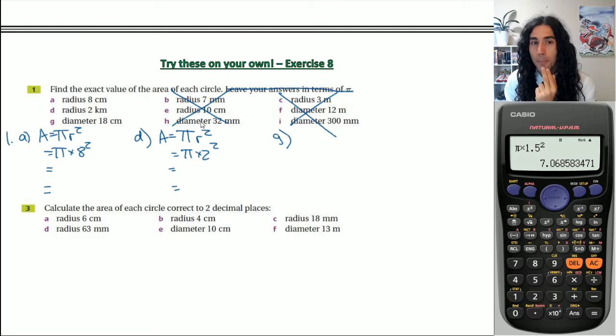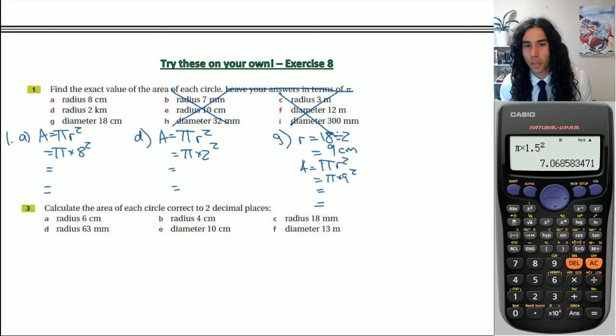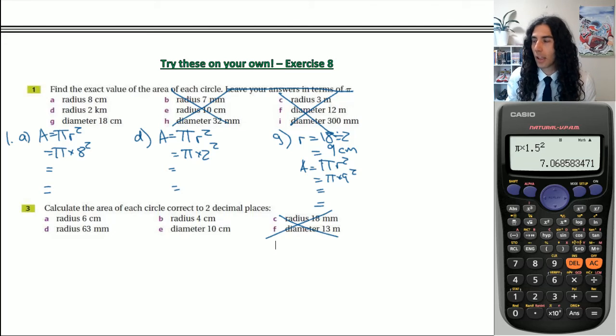G, they're giving us the diameter. So step number 1, find the radius. Then substitute the radius, find it, round it. Question 3, kind of the same thing. Why don't we just get rid of the last 2? All right, I'm going to pause here, do the answers for this page. 3, 2, 1.